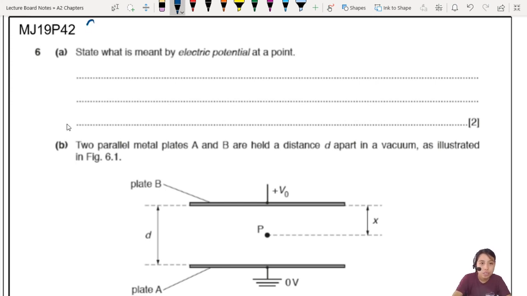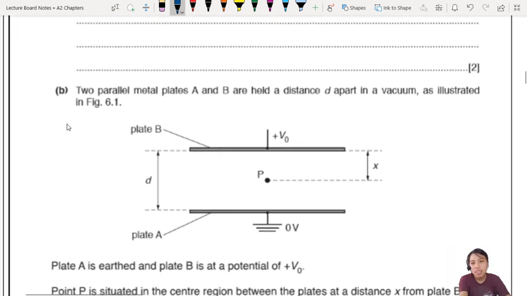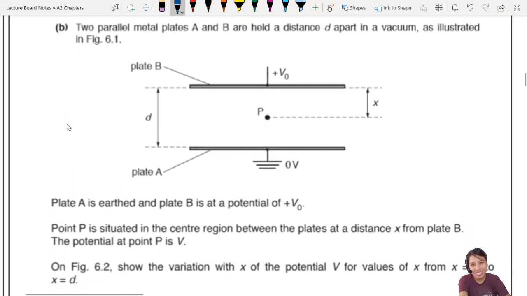So this is page 29. What is meant by electric potential? Never mind, you go and look. You rewind just now. It's the same thing. They always keep asking this definition, but I'm more interested in this one.